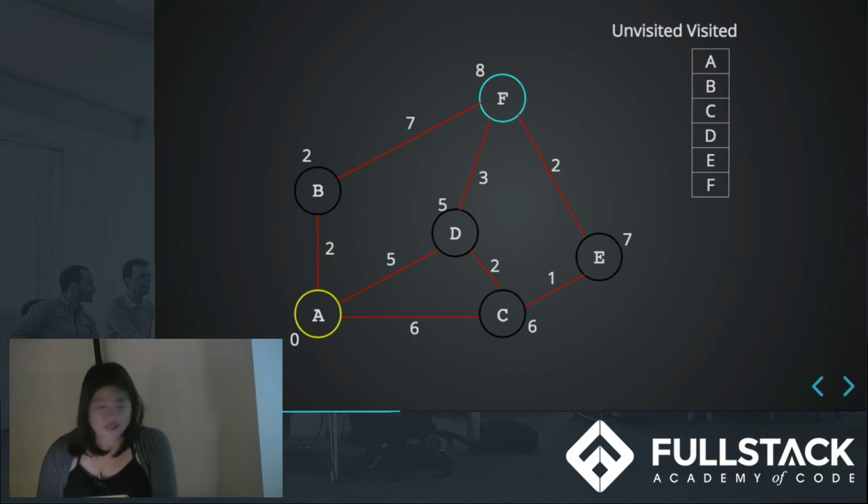So now this is great and all. This gives us the shortest path between two nodes. But what if we wanted the shortest path from one node to the rest of the nodes?